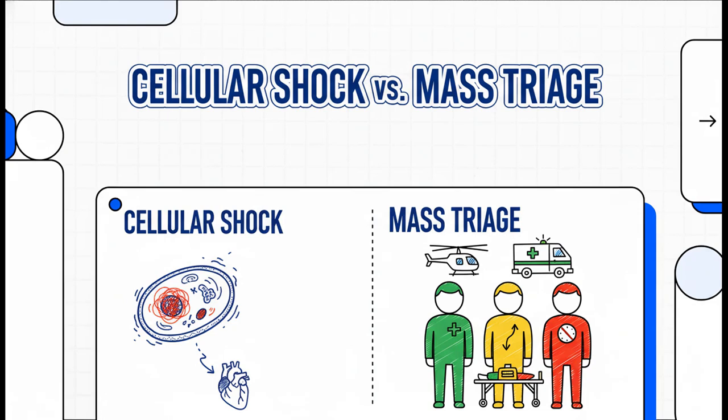In any emergency, you know the clock is ticking. But what happens when the crisis is invisible? Something happening inside trillions of cells all at once? Or what if it's the total opposite? A disaster so huge you can't even count the victims.